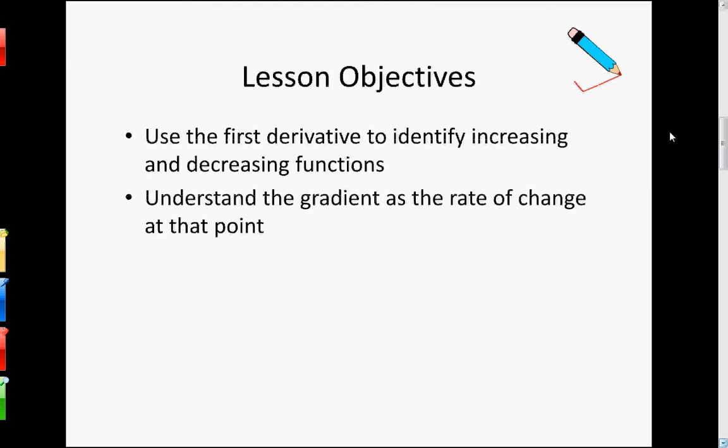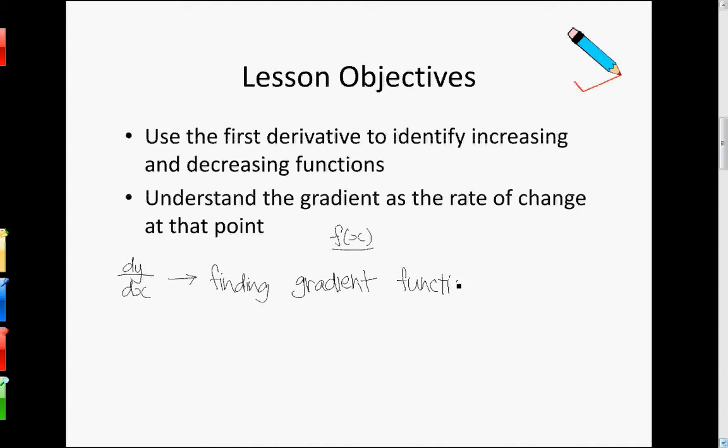Okay, in this video, we will first learn how to use the first derivative to identify increasing and decreasing functions, as well as a recap to understand that the gradient of a certain function is also known as the rate of change at that point. Okay, so firstly, we want to understand that, for example, let's say I take dy dx of a function, say f(x). What I'm actually doing by doing dy dx is finding the gradient function.